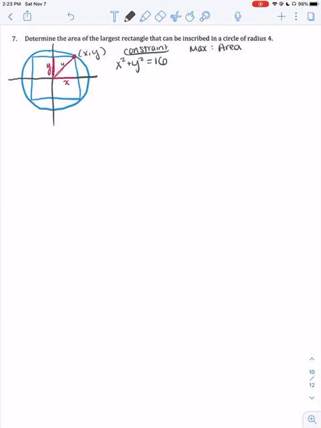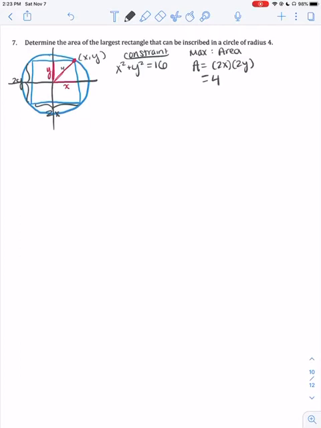And so what is the area? Well, the area is not x times y, because what do you notice about x and y? The x is only half of the length of the rectangle. So this rectangle has side lengths of 2x and 2y. And so the area here is 2x times 2y, which is 4xy. So that's the setup of it.